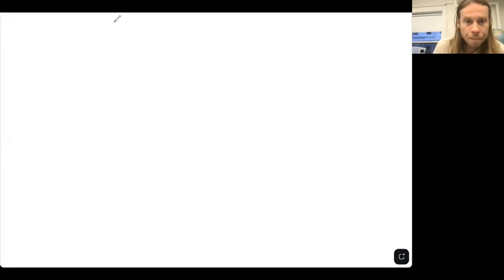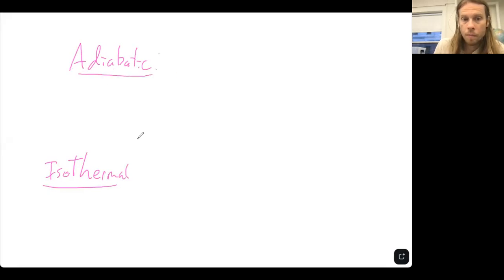Hi, everybody. This is about adiabatic and isothermal processes. Okay, so real quick, keep this simple. What is the difference between adiabatic and isothermal? Well, adiabatic heat transfer is zero. So delta E total is the work done.